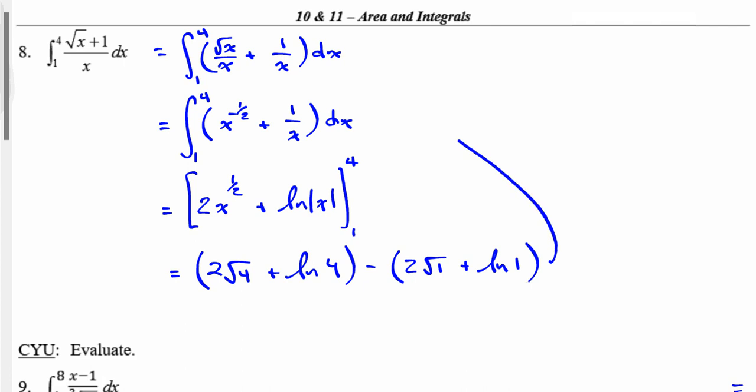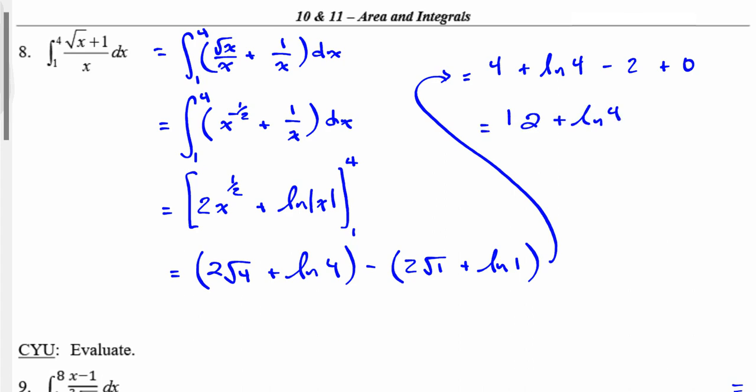So where is this going to take me? 2 times the square root of 4 is 2 times 2, 4. The ln 4, I can't simplify that. Minus 2 times the square root of 1, 2. Natural logarithm of 1 is 0. Logarithm, any base, of 1 is always 0. So final answer, 2 plus ln 4.